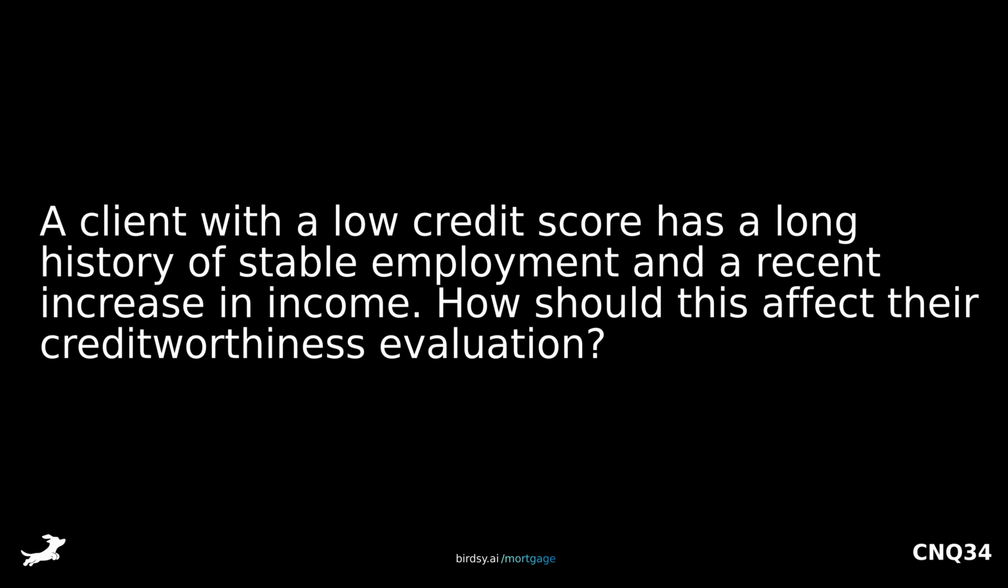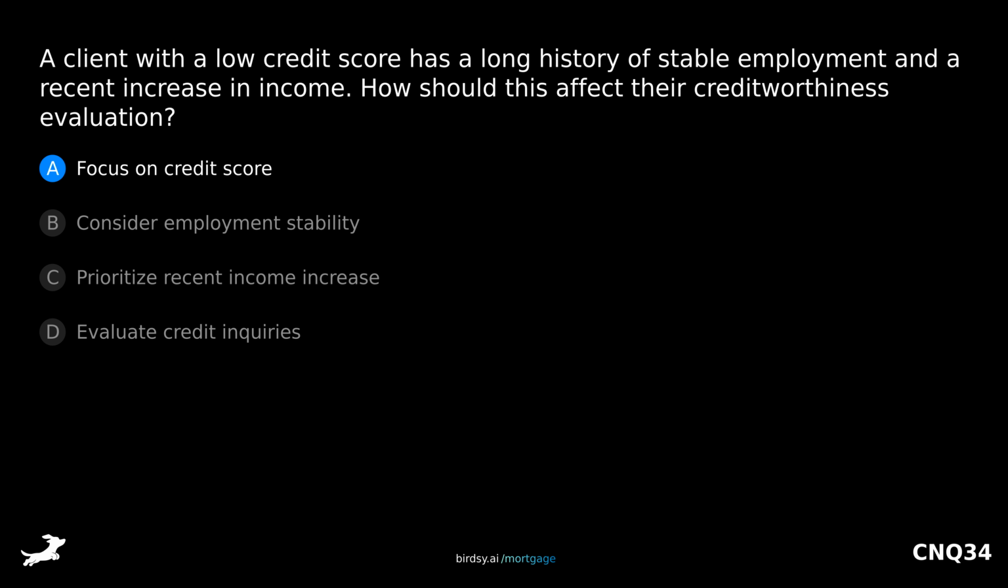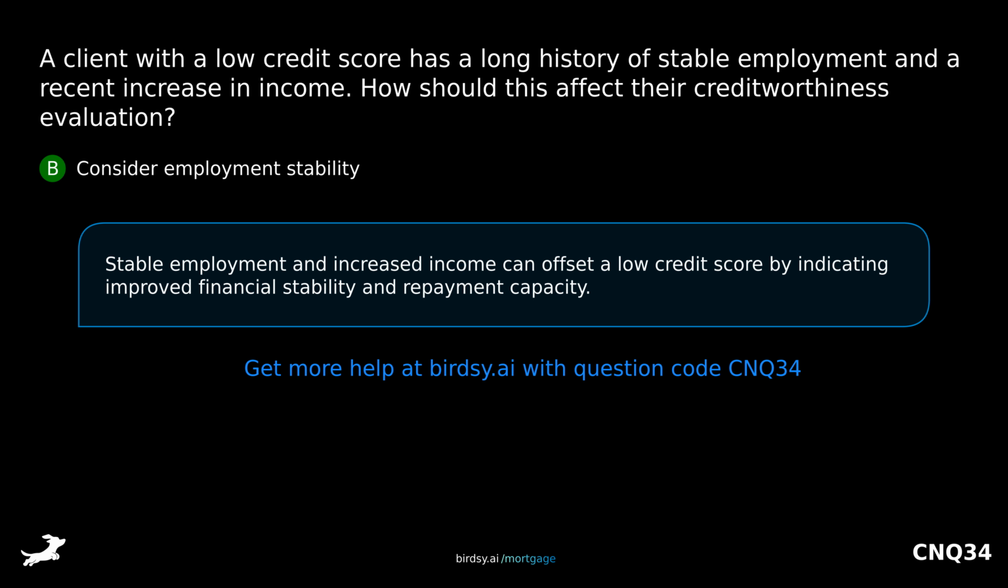A client with a low credit score has a long history of stable employment and a recent increase in income. How should this affect their creditworthiness evaluation? Is it A, focus on credit score, B, consider employment stability, C, prioritize recent income increase, or D, evaluate credit inquiries? The answer is B, consider employment stability. Stable employment and increased income can offset a low credit score by indicating improved financial stability and repayment capacity.